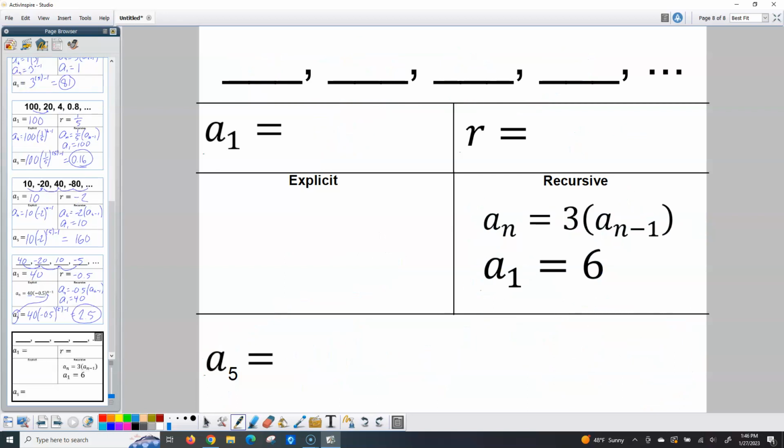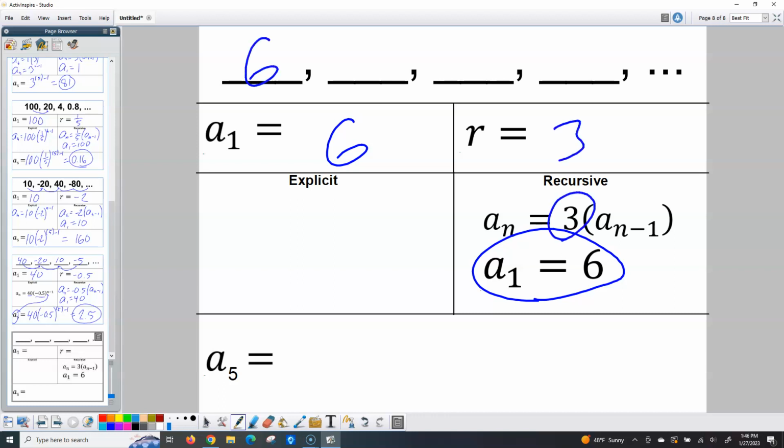Lastly, I got the first term right here. Please don't miss that. This is my ratio, 3. So the first term is 6, and I'm going to multiply that by 3, and that's going to give me 18 times 3 is 54 times 3 is 162.